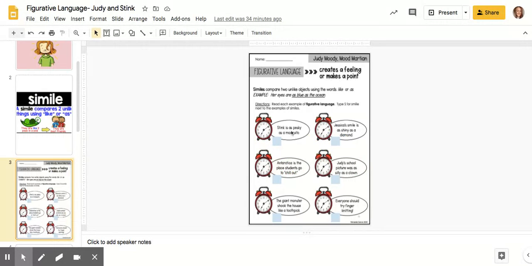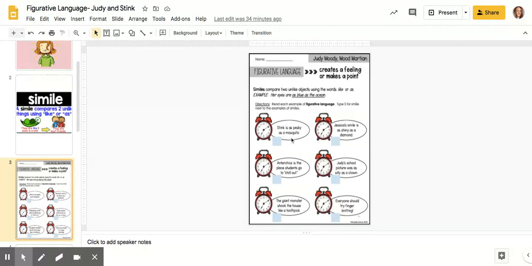On this slide, it says, read each example of figurative language. Type S for simile next to the examples of similes. So you're going to read each of these. If it is a simile, you're going to type S.